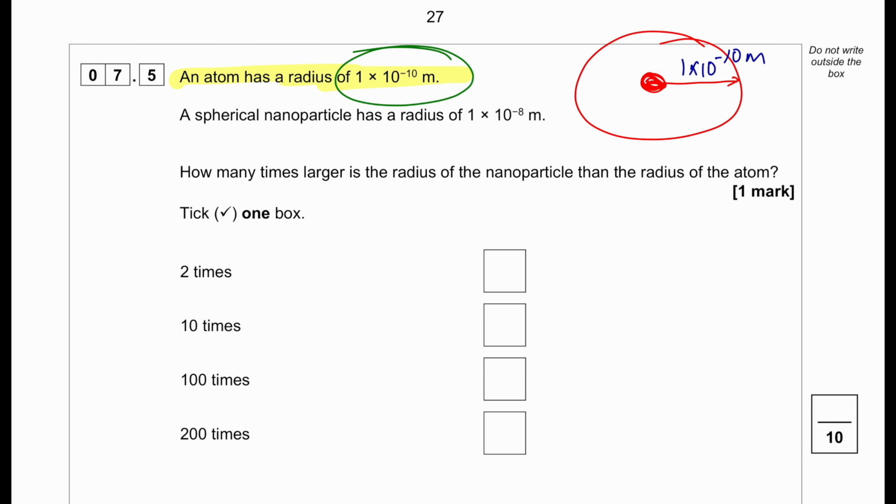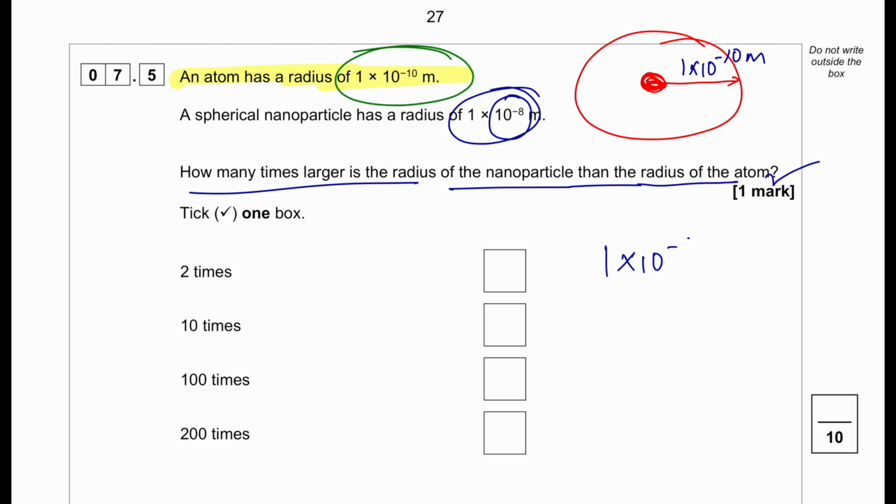The spherical nanoparticle has a radius of 1 into 10 to the power of minus 8 meter. How many times larger is the radius of the nanoparticle than the radius of the atom? Guys, when it comes to negative powers, a smaller number is a bigger number. So we can do it like this: 1 into 10 to the power of minus 8 divided by 1 into 10 to the power of minus 10. When we cancel out, we will get an answer of 100. So it will be 100 times.